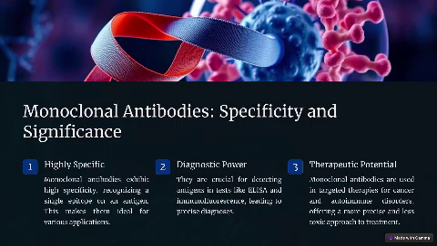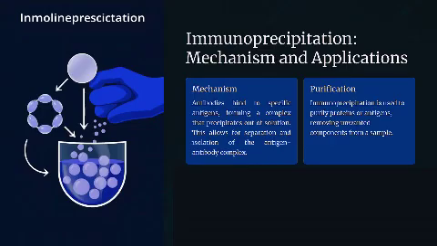So the third question is, how does immunoprecipitation work and what are its applications? Immunoprecipitation is a widely used laboratory technique that allows isolating and analyzing a specific protein or antigen from a complex mixture using an antibody. The technique is based on the principle of antibody-antigen interaction, which enables the capture and subsequent analysis of the target protein.